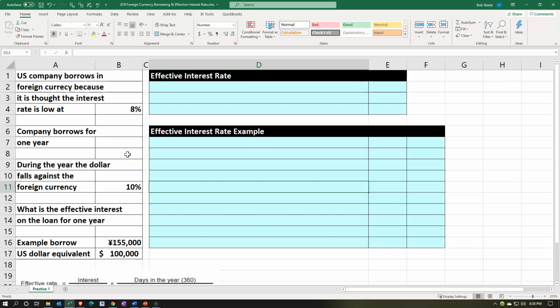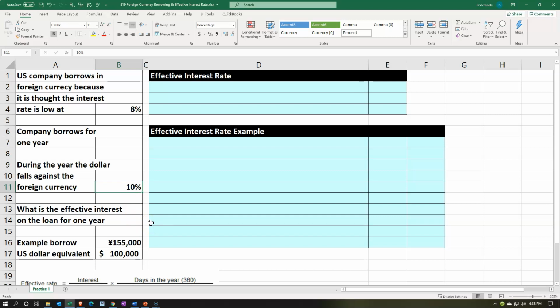Interest rate 8%. We're going to say it's a 1 year loan, so it's going to be a straight 1 year loan. During the year, the dollar falls against the foreign currency by 10%. So that's the other thing we're going to have to take into consideration because we're going to be recording our books in US dollars, and we have to think about what the change will be in relation to the foreign currency. What is the effective interest rate on the loan for 1 year?